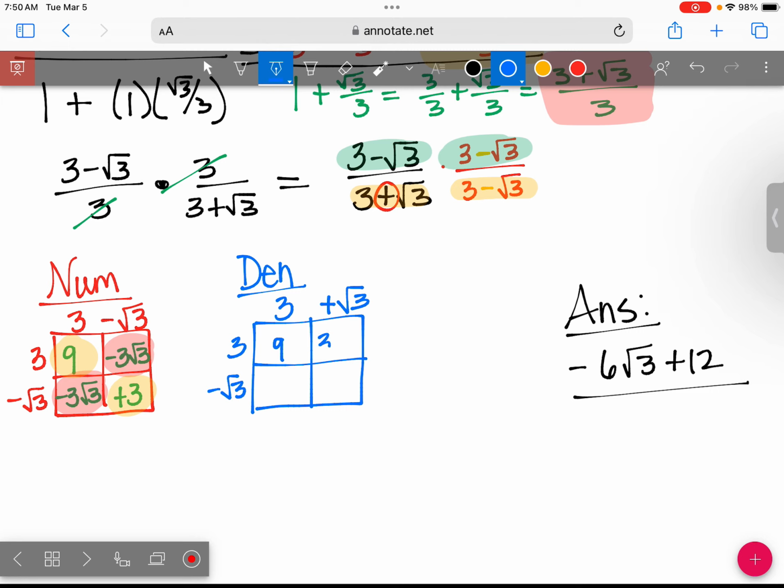So that would be a 9. 3 root 3, negative root 3, and then negative 3. And then our like terms are just these two, and this cancels. So what would be in my denominator? What do I have left to put in my denominator? A 6.